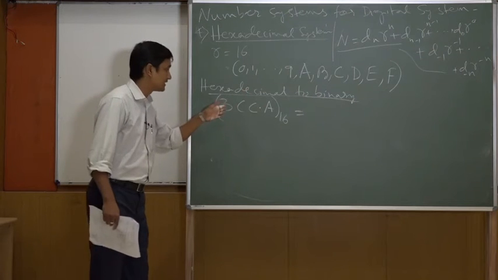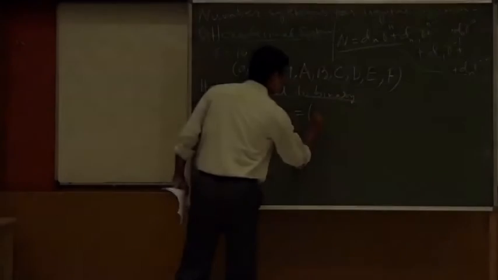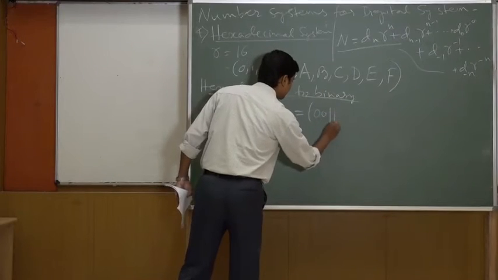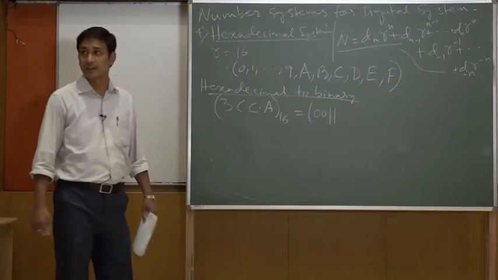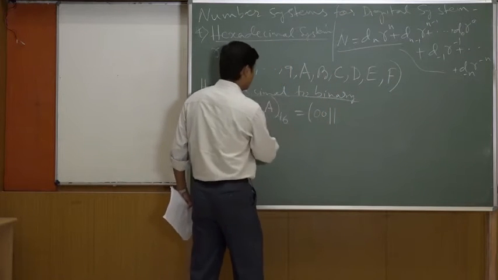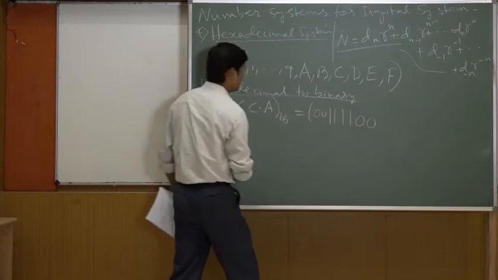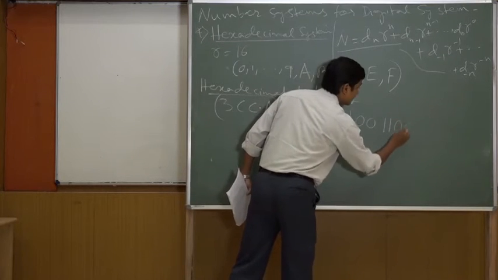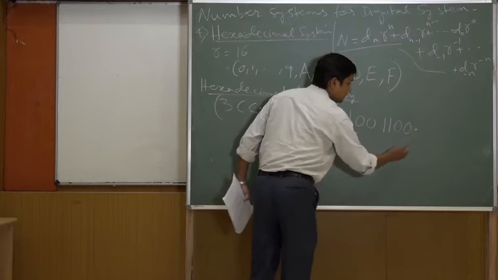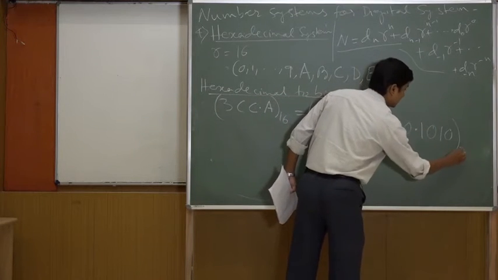If I want to represent this 3 in 4 bits, what should I do? C means 12, that is 1 1 0 0. Again, then 1 0 1 0 in the binary system.